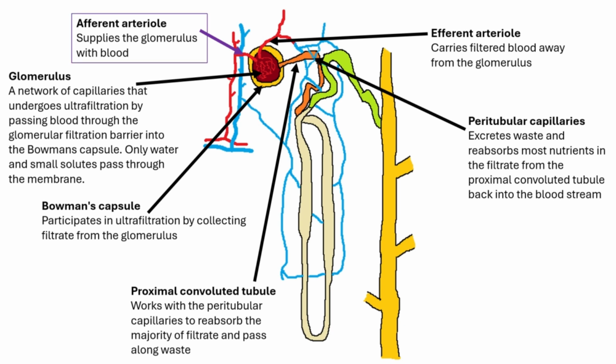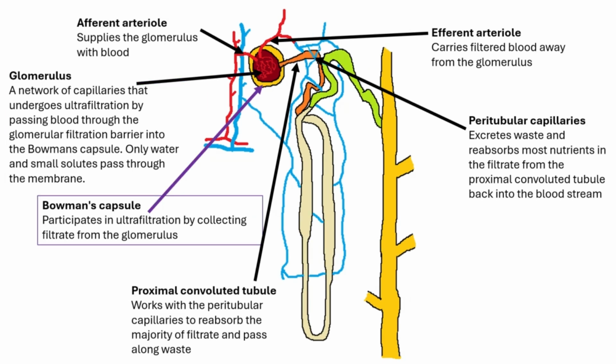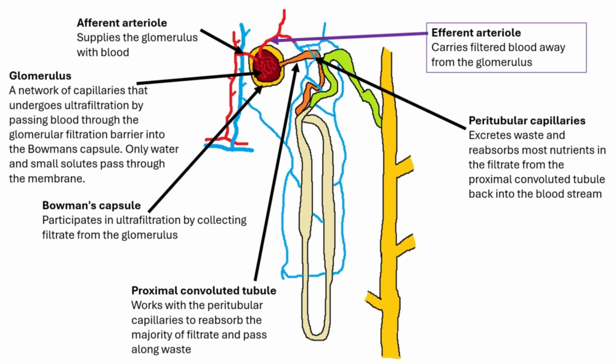The filtration process starts by having the afferent arteriole bring blood into the glomerulus. The glomerulus is a network of capillaries that forces the blood through a membrane. Only small particles and water make it through the barrier, so blood cells and larger molecules like protein don't pass through. The water and smaller particles that pass through the membrane are called filtrate, and this filtrate is collected inside the Bowman's capsule, sometimes also called a glomerular capsule. Meanwhile, the filtered blood is brought away from the glomerulus by the efferent arteriole.